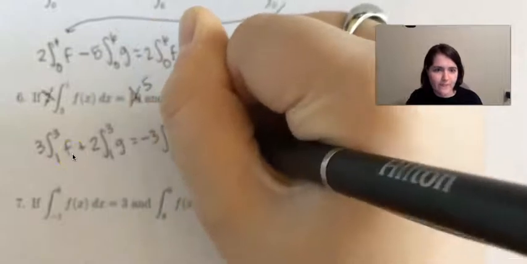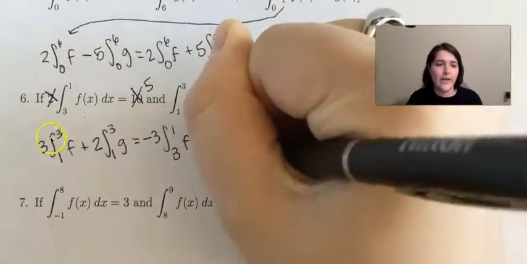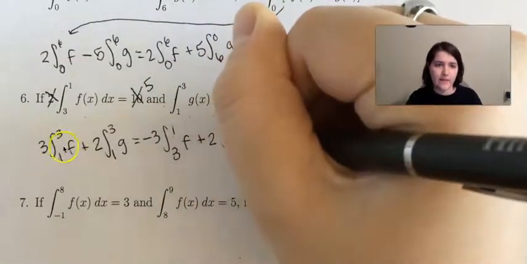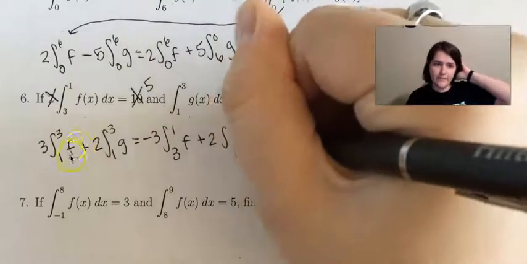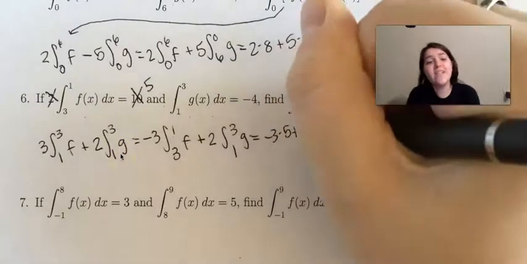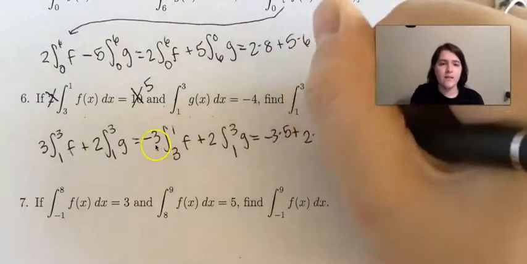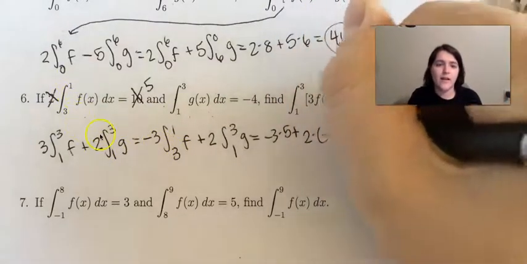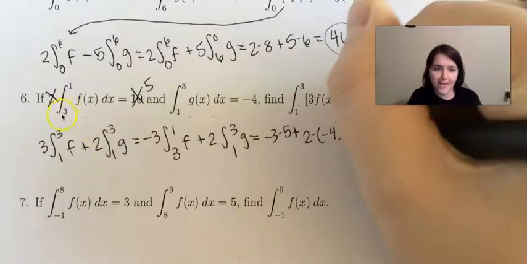Sorry, it's a little blurry. But we separated the 3 times the function f, and then we took out the constant 3. We separated the 2 times function g, and we took out the 2. And then here, again, we always want to try to match the given. So since our given has the upper limit 1, lower limit 3, but here we have the upper limit 3 and the lower limit 1, we know that we need to flip those so they will match the given. So we're going to negate and flip.